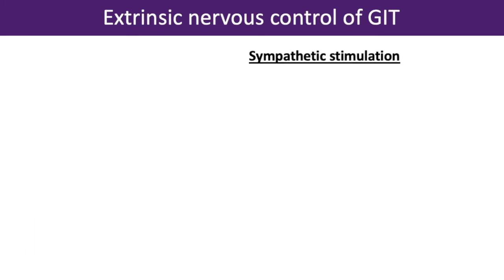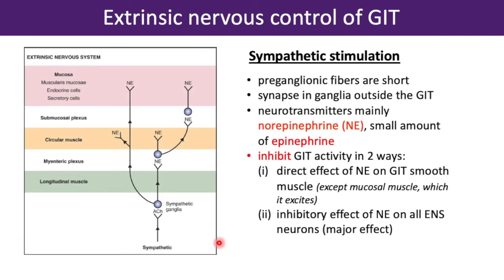For the sympathetic system, the preganglionic fibers are short, while the synapse in the ganglia is located outside of the GIT. The neurotransmitter is mainly norepinephrine and a small amount of epinephrine.